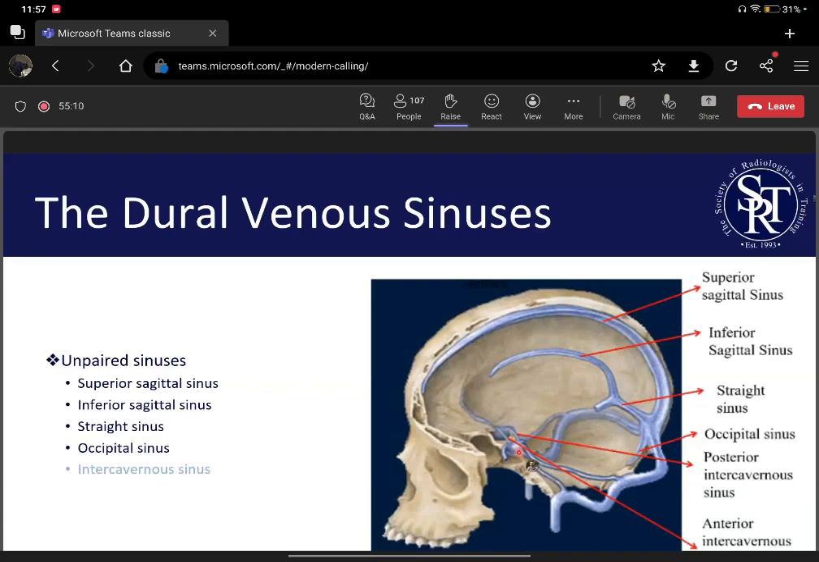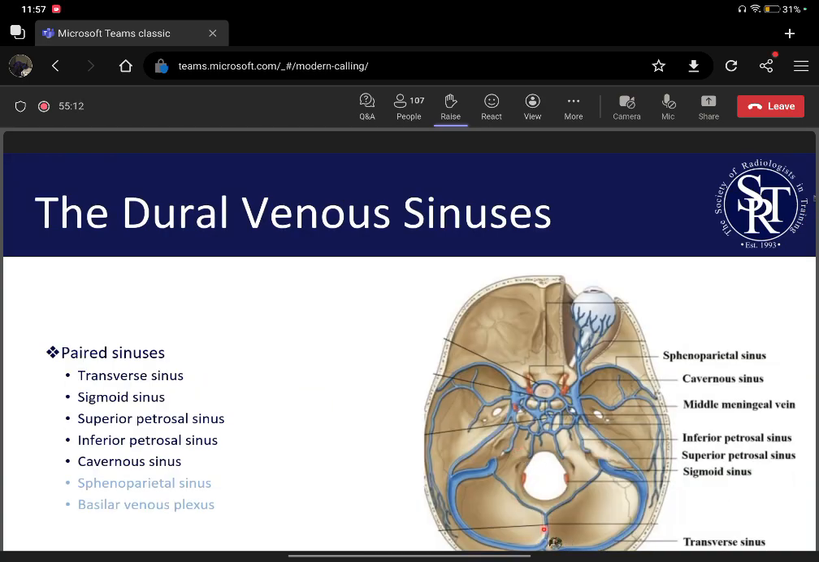And we also have paired sinuses, which are the transverse sinuses, the sigmoid, the superior and inferior petrosal sinuses, and the cavernous sinuses, which I will cover in a few minutes. The sphenoparietal sinus and the basilar venous plexus are also there, but also less important on imaging and for the exam. So I also recommend you read up on them, be familiar with them, but for the sake of this presentation, I will not cover those.